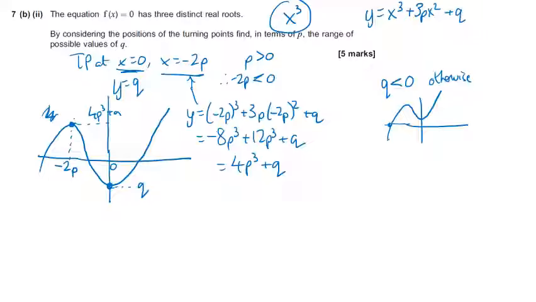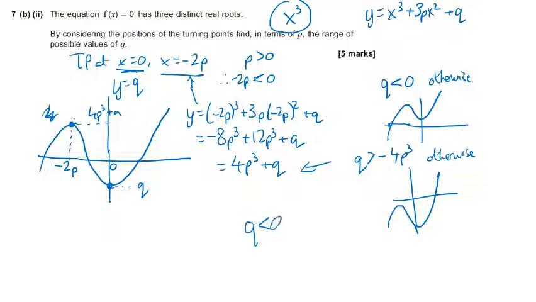But also, we can't have the graph being too high. So we've also got that q must be greater than minus 4p cubed from here. Because otherwise, in the same sort of way, the graph would be too low. And it would go like something like this, I suppose. Okay, so it must be between those values. So you can see that q must be less than 0, but also greater than minus 4p cubed.